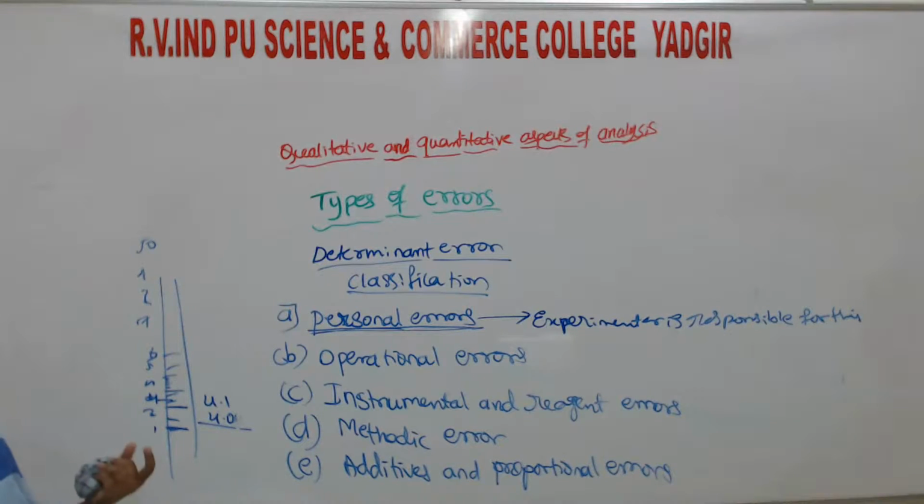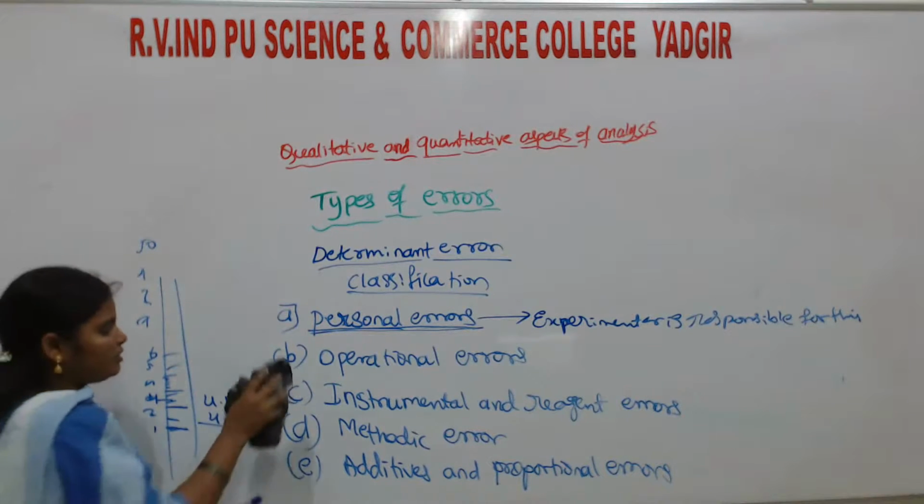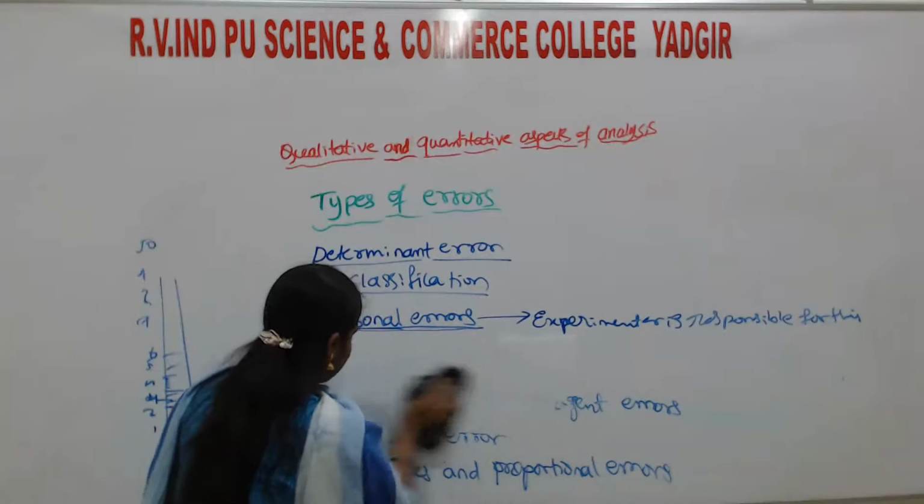Here, overstepping, or taking a higher or lower value, and the end point, are other examples of personal error. I will give other examples of personal error. First one, personal error.